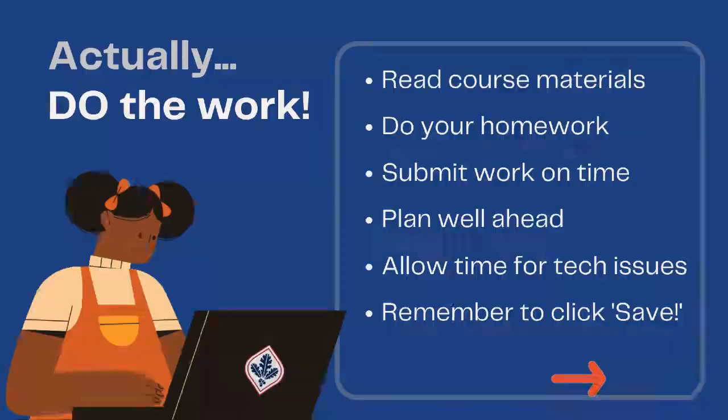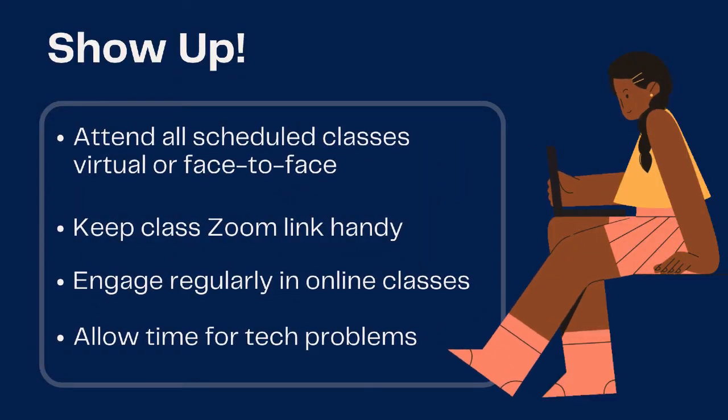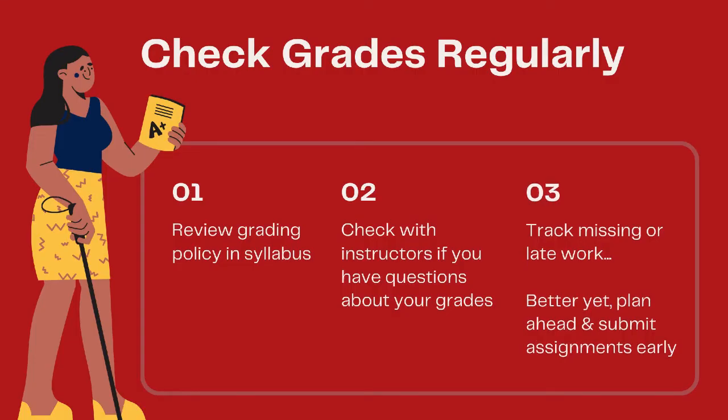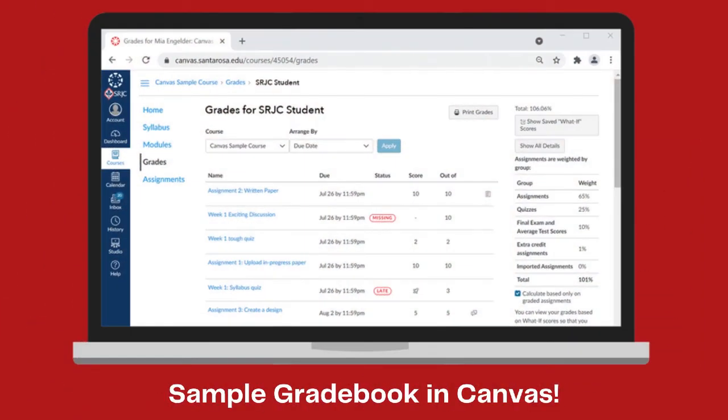In addition to doing the work, show up to class. If it's virtual, put the Zoom link in your calendar event so it's always there. You can also save your Zoom link in an accessible place that you can easily get to before class begins. And before class, ideally at the beginning of the week, go through the weekly modules so you're prepared. You should also check your grades regularly to see what's been graded, what's not yet been graded, and what's missing. If you're not sure about your grades, ask your instructor.